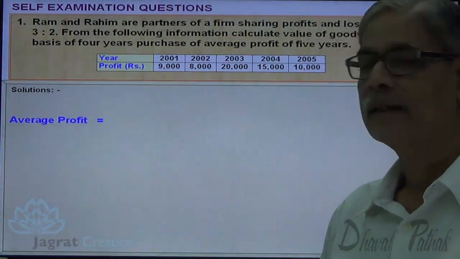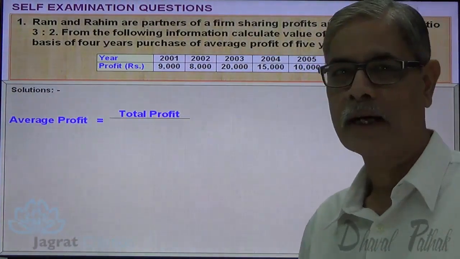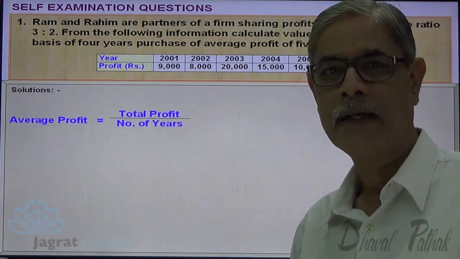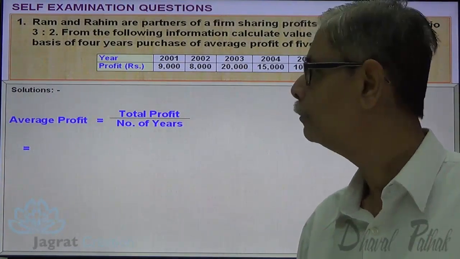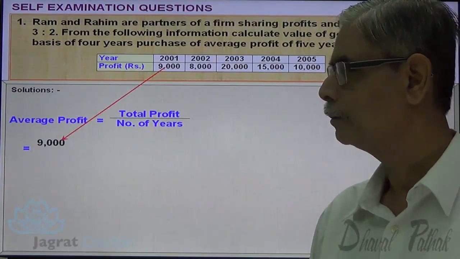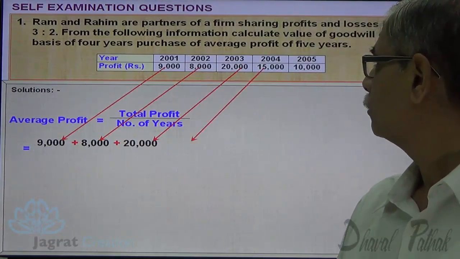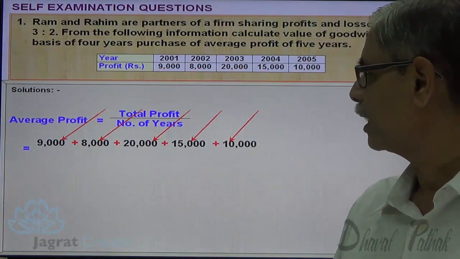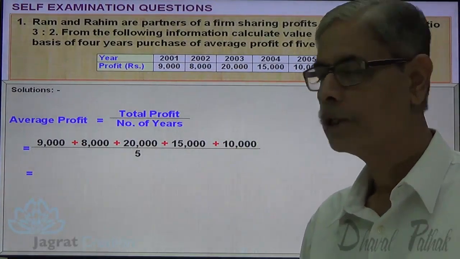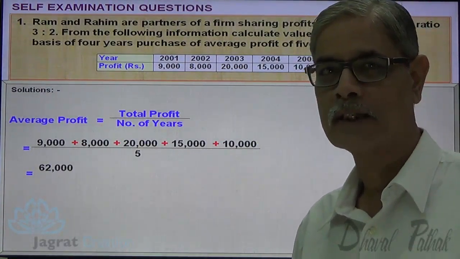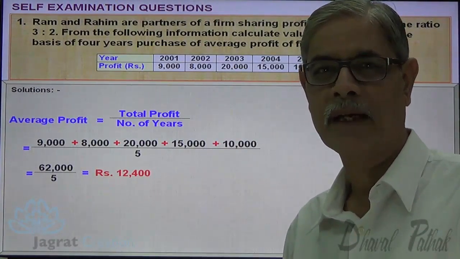The formula to find the simple average is total profit for all the 5 years divided by number of years, 5. So you will get the simple average. Let us work out 9,000 plus 8,000 plus 20,000 plus 15,000 plus 10,000 divided by number of years 5. This total works out to be 62,000 divided by 5. 12,400 is the simple average.